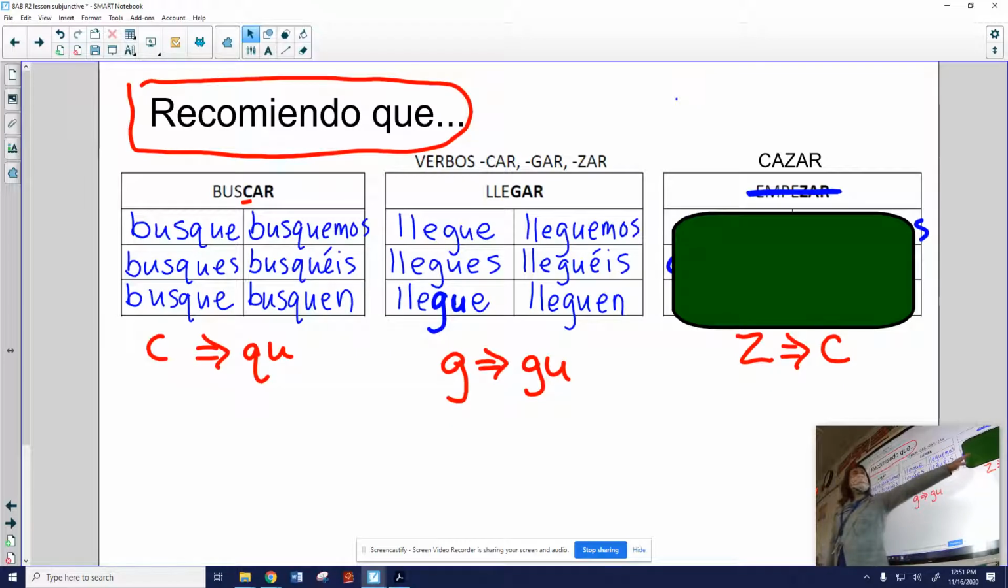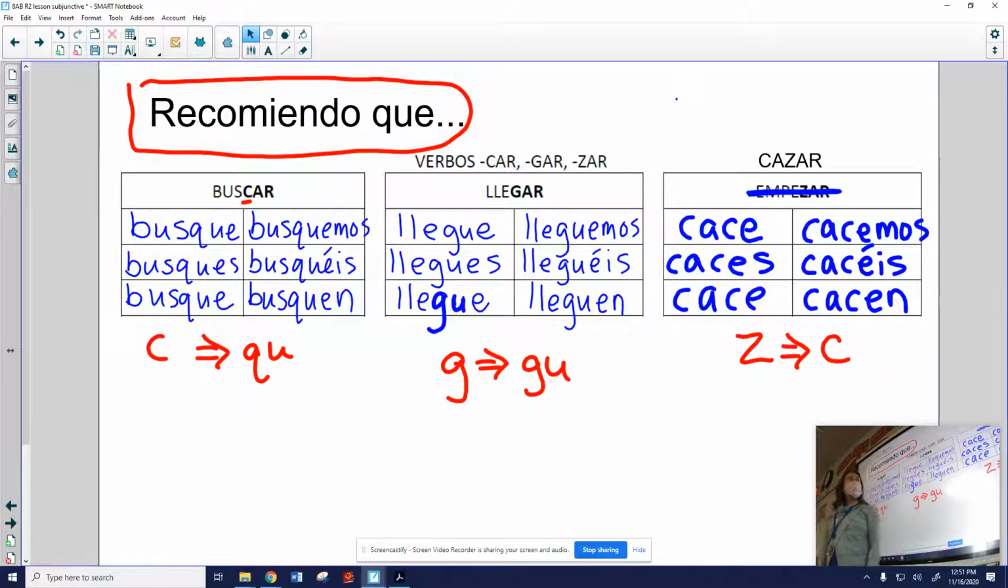Zar verbs, on your paper it says empezar. I wasn't crazy about that example because empezar is a stem changing verb as well. So it's actually a double irregular verb. So for the sake of ease, let's replace empezar with casar because casar is just irregular in this one thing. The Z changes to C. Cace, caces, cace, cacemos, caceis, cacen.